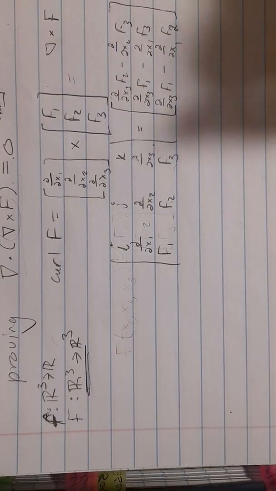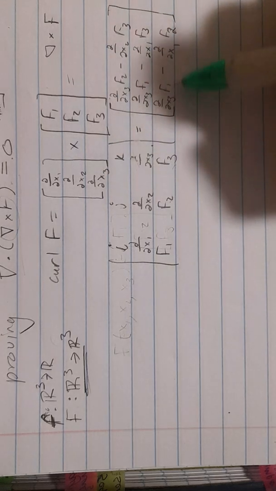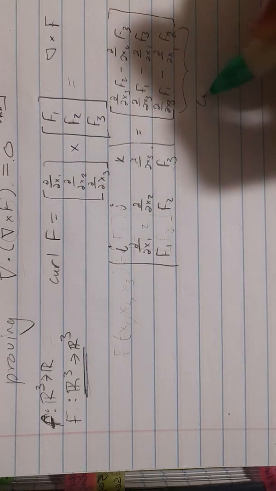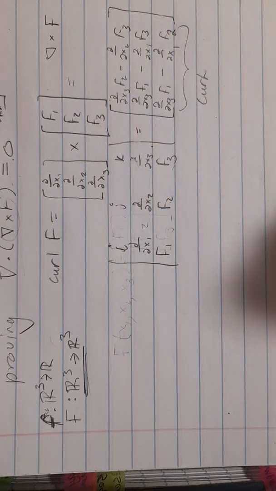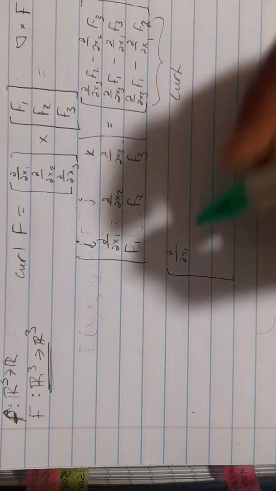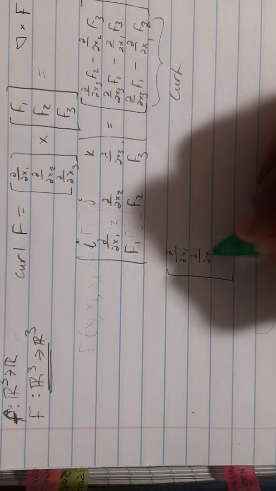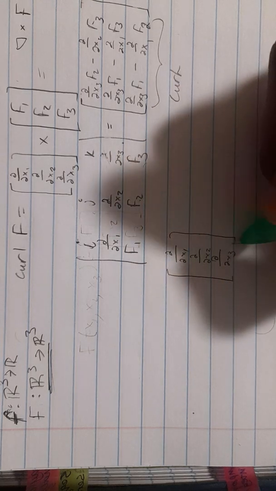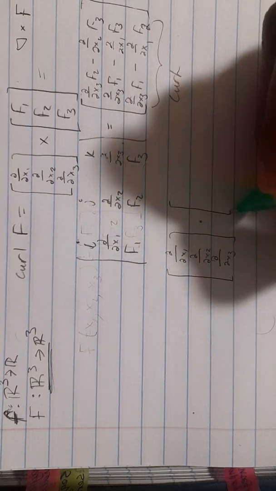Okay, that's our curl. Then we would take the dot product with it. So that would be x1, x2, x3, like that, dotted with what we have there.